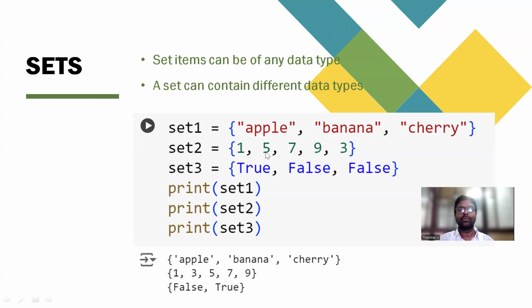And set 2, you can see 1, 5, 7, 9, 3. Your elements are the integers. And set 3, true, false, and false. Your elements are the Boolean values.